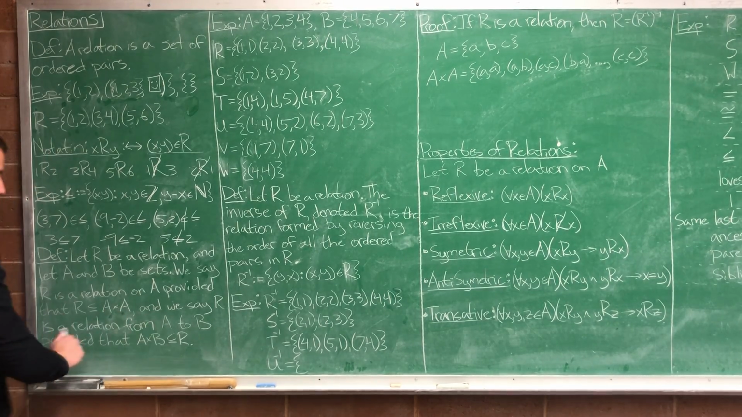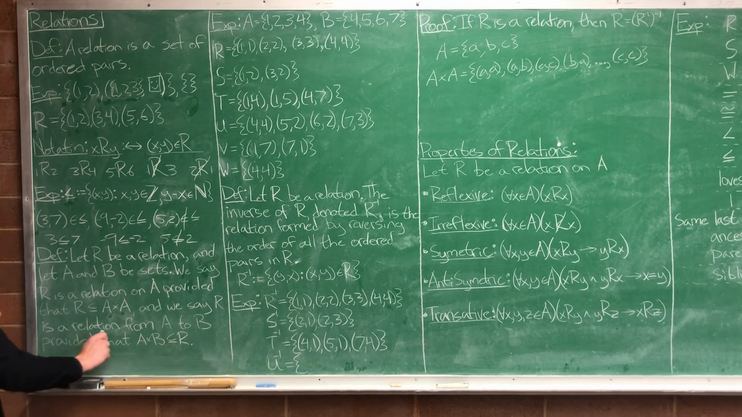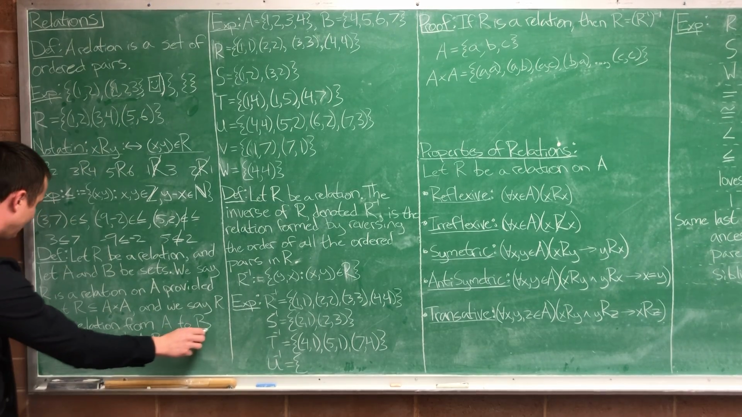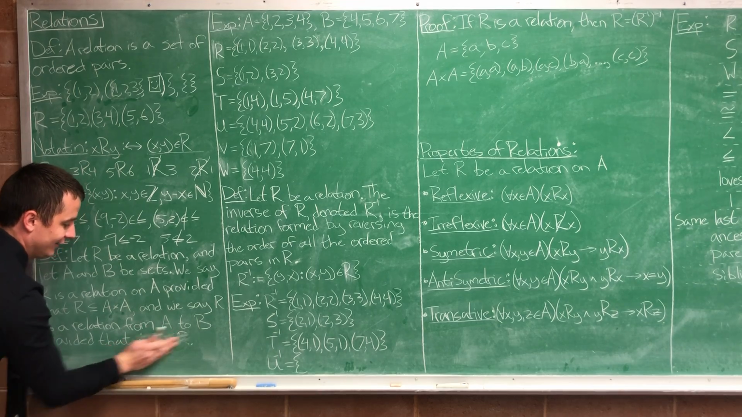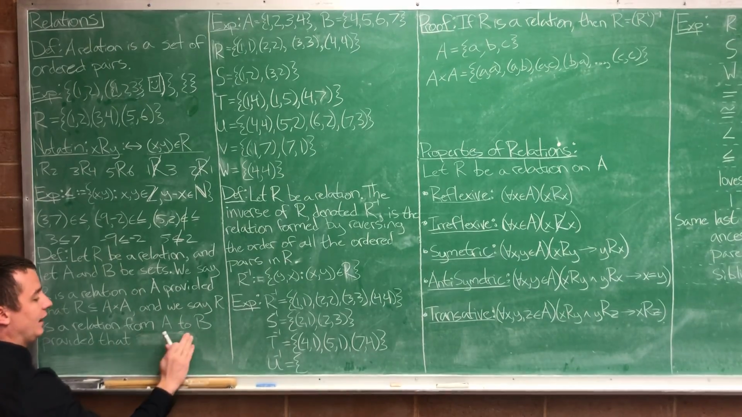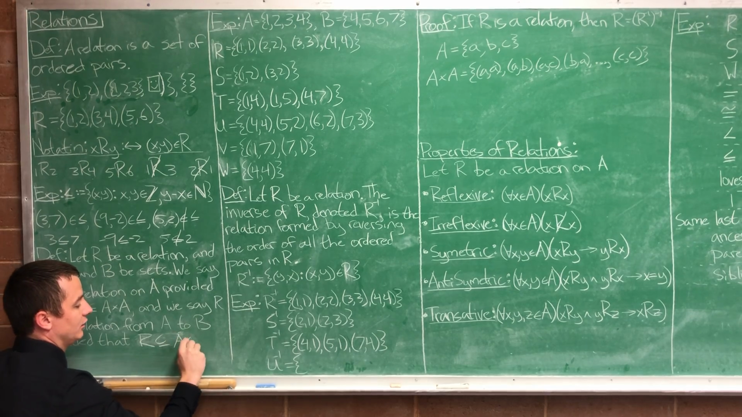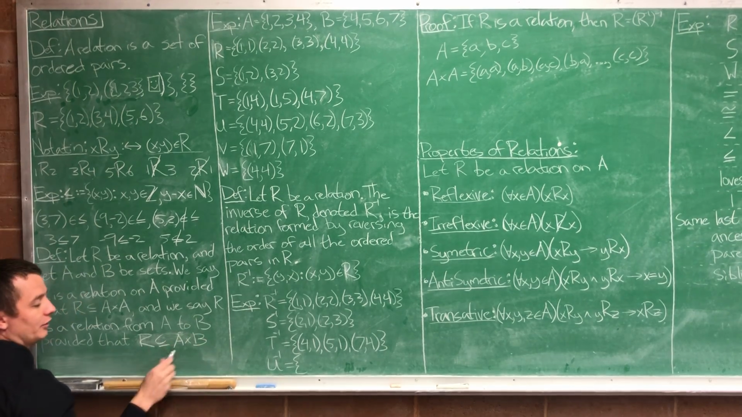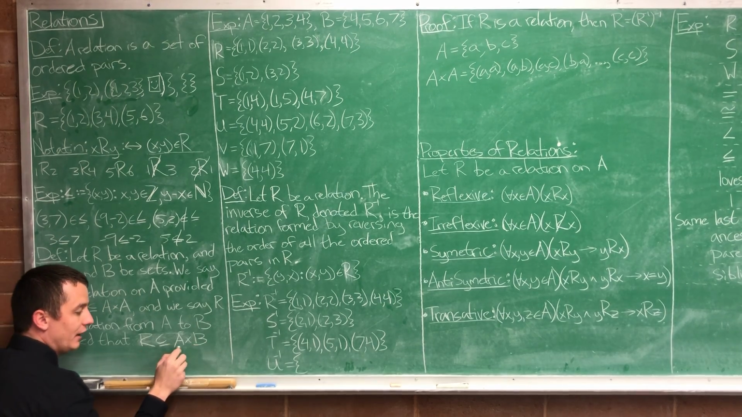Okay. We'll see some examples of this in case it's not clicking. So if R is a subset of A cross A, R is a relation on A, where it only uses the elements in A. And we say that R is a relation from A to B provided that R is a subset of A cross B. R is a relation from A to B if it's a subset of A cross B.